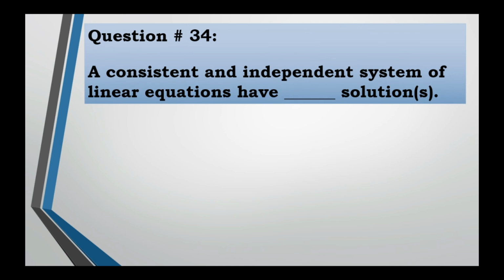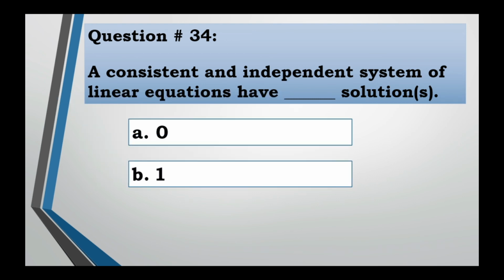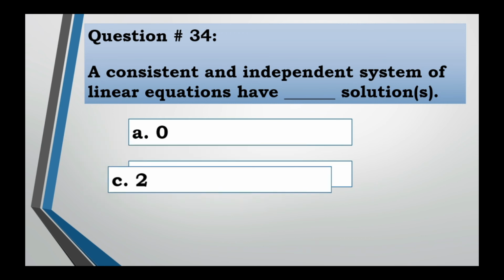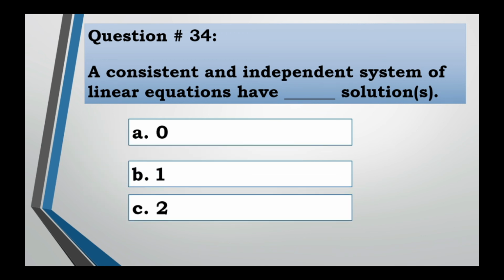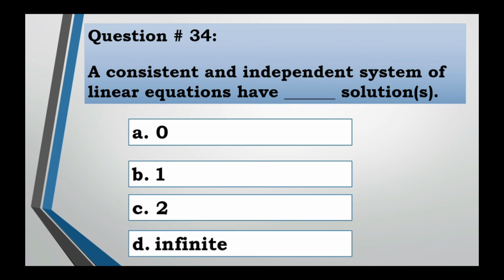Question number 34. A consistent and independent system of linear equations has blank solutions. Letter A, 0. Letter B, 1. Letter C, 2. Or letter D, infinite.